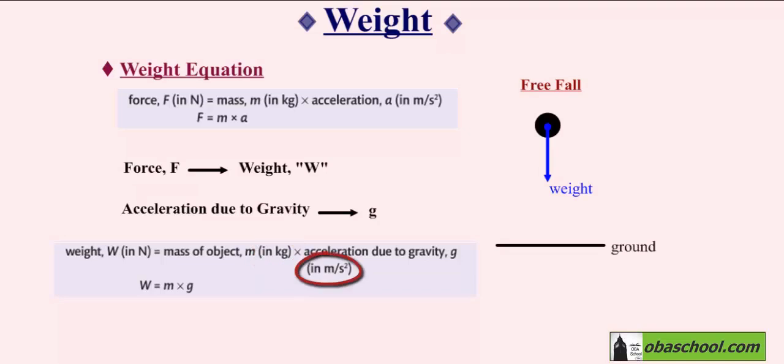Now, based on the equation, we can say that the weight depends on gravity. This means that the weight of an object will differ from one planet to another.